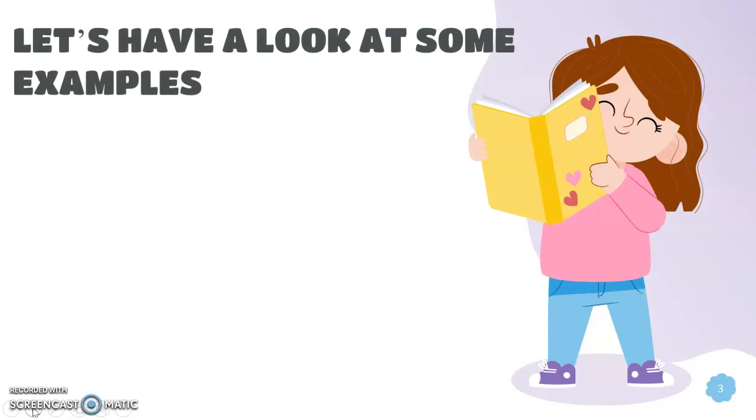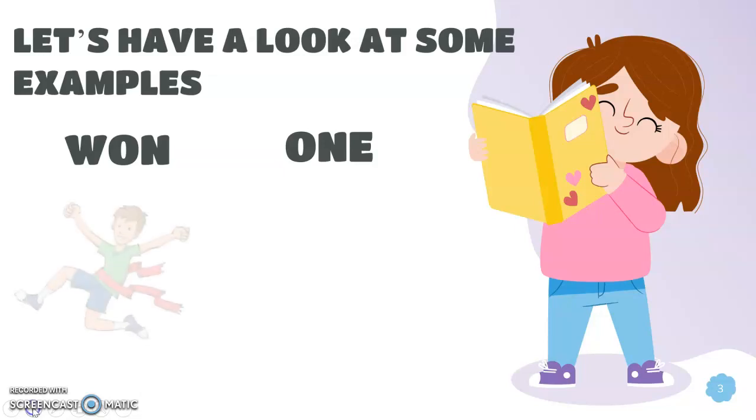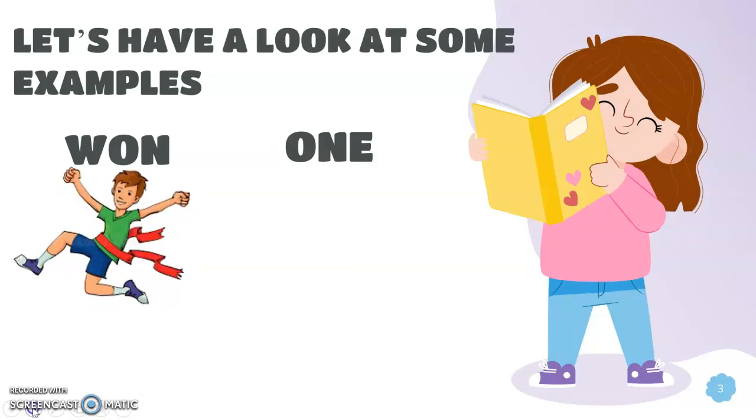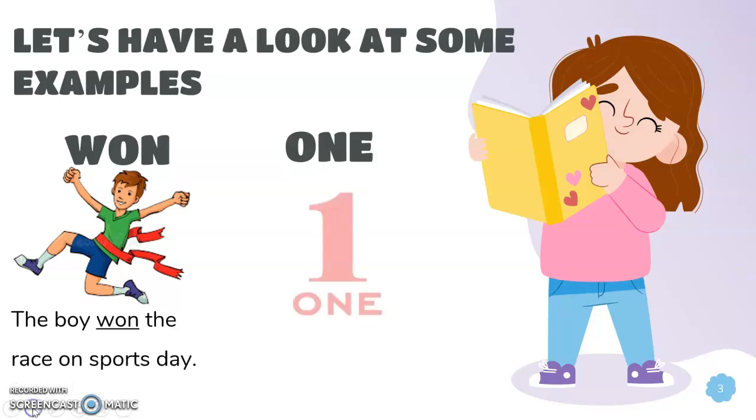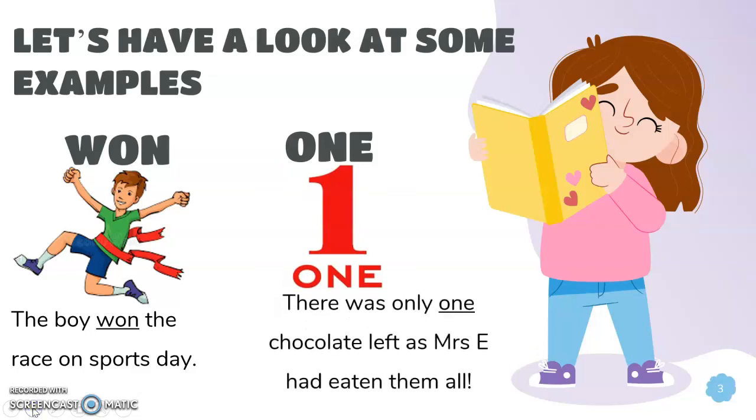Let's have a look at some examples. Won and one. They do sound similar, don't they? I can see why people get confused. Won and one. So we've got I won the race. The boy won the race on sports day. But then we've got the number one. There was only one chocolate left as Mrs. E had eaten them all. We know how Mrs. E likes chocolate.